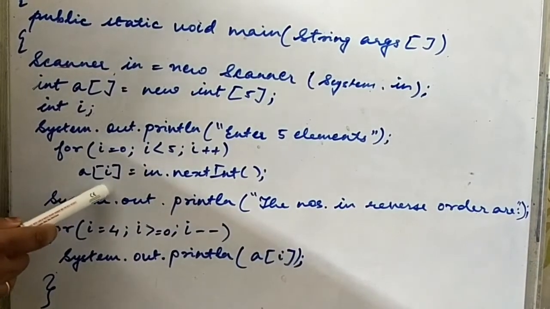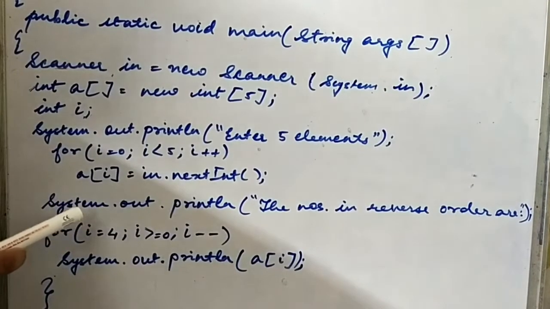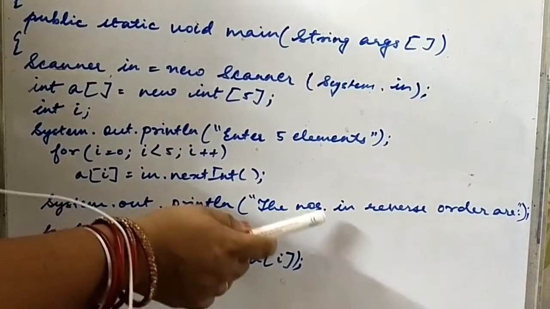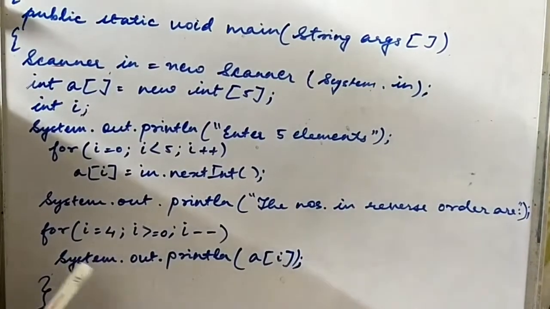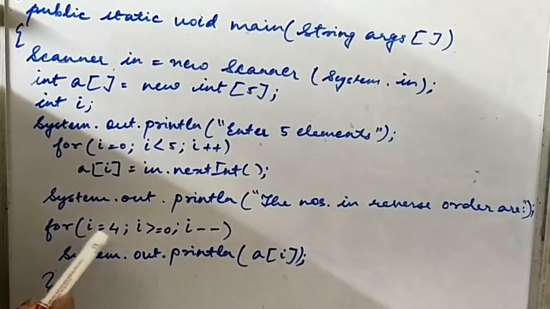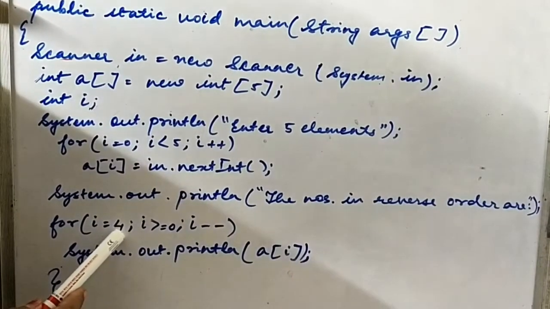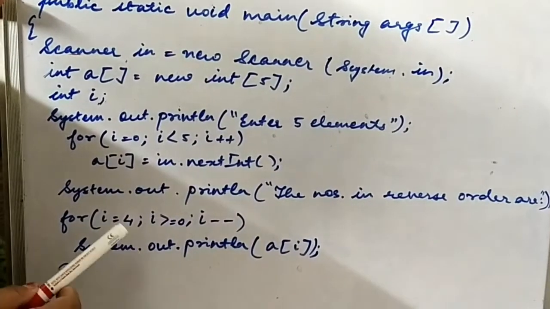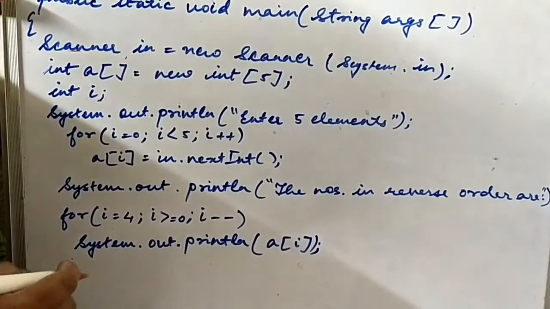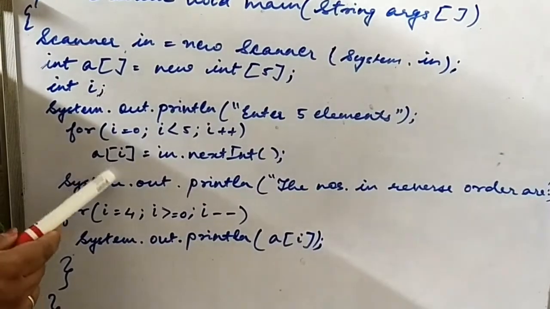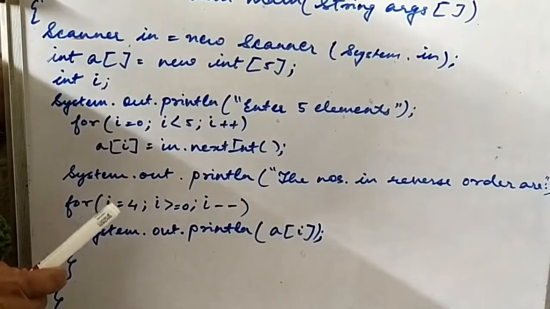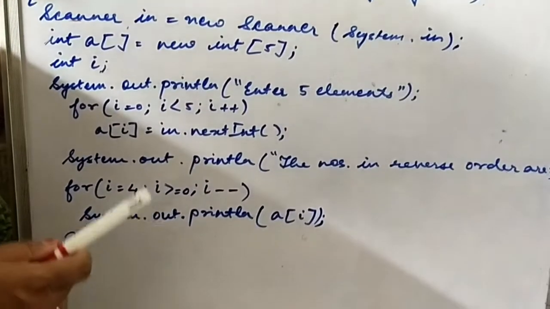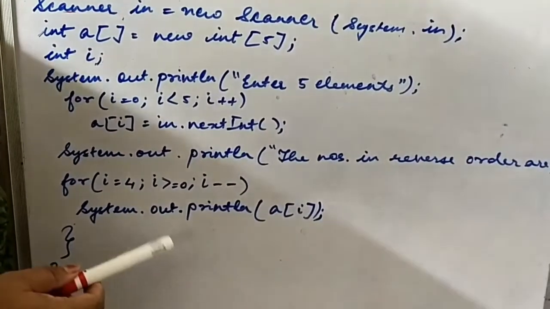Now after entering all 5 numbers, this message will be printed: System.out.println "the numbers in reverse order are". What is this? I have written i = 4. Why 4? Because I have 5 numbers in the array, so my last index is 4. So I have entered the numbers one by one in the array, and now I am going to print them from that place, one by one from the array on the screen.